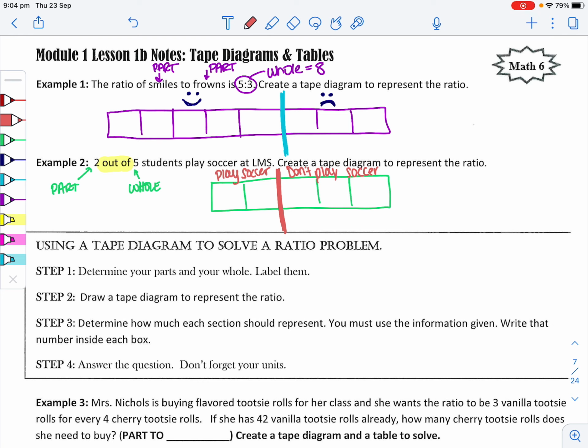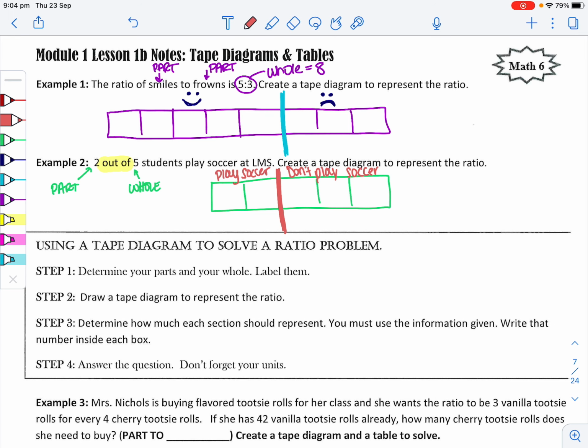Then I'm going to draw a tape diagram, just like I did with these 2, to represent the ratio with all the labels. And then step 3 is when we start using the numbers they gave us in the problem. So they're going to tell us what the ratio is, and then they're going to give us some more information that's going to help us solve the problem. And then we're going to answer the question and include units.